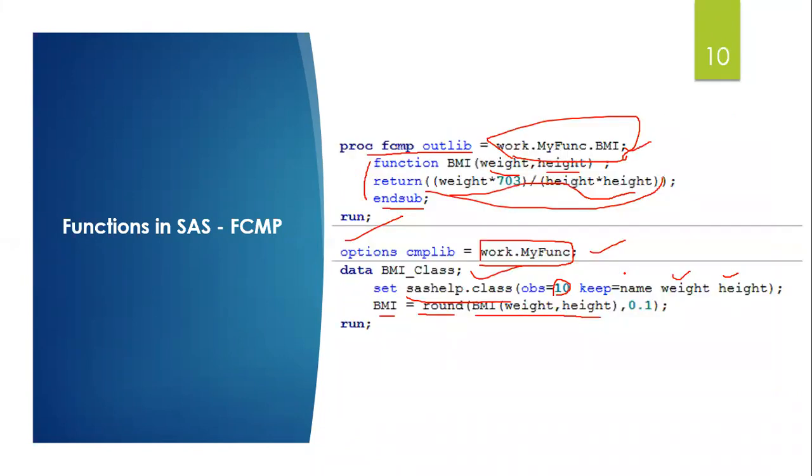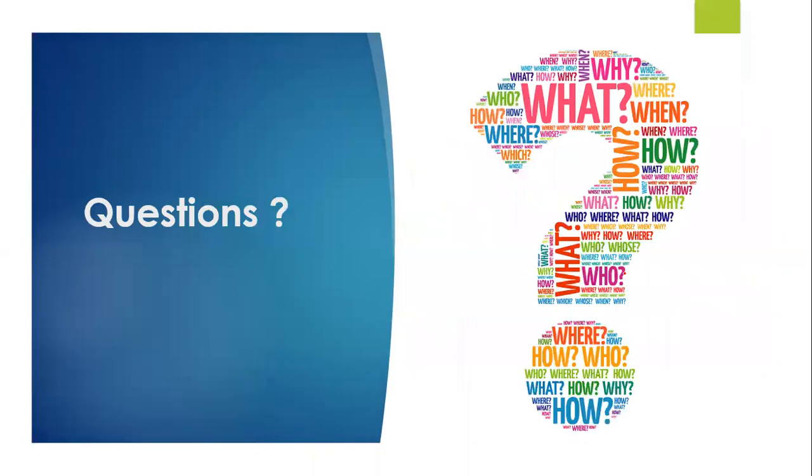It is a much simpler function. I have given this example just to give an understanding of functions, and there are multiple ways we can do it using PROC FCMP. This is my fourth and final one, and let me know if you guys have any questions.